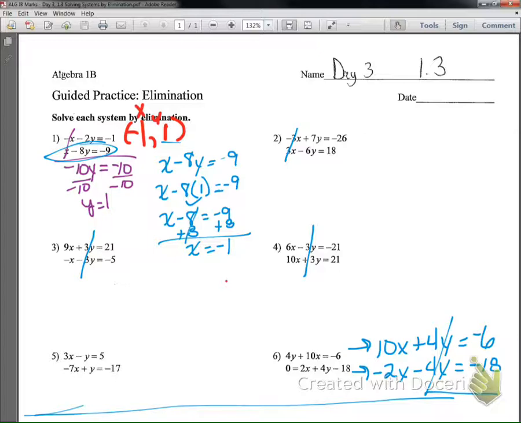Problem number 5, it looks kind of funny. It makes you think that they're not both in the same form, but they are. Do we have any zero pairs? Sure you do. Do you see it? The negative y and the positive y?